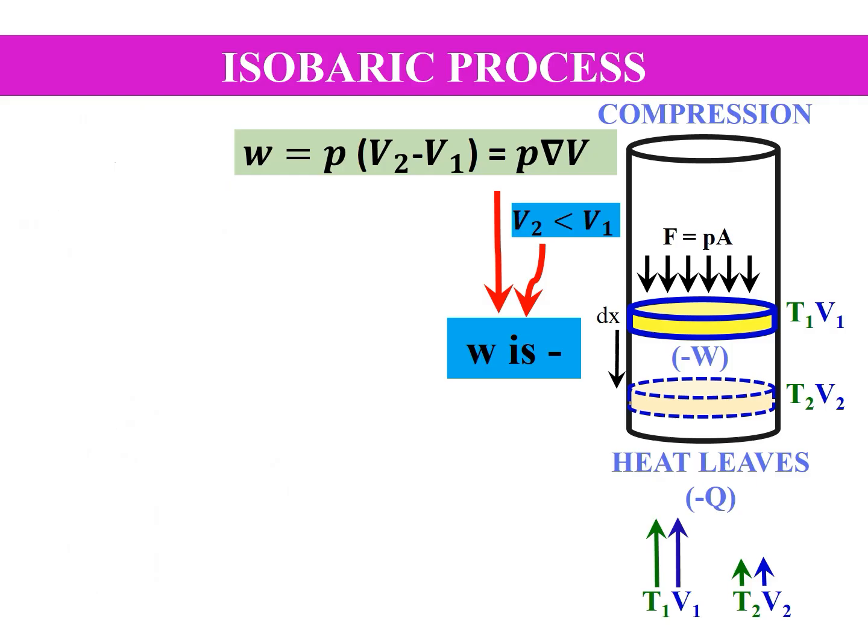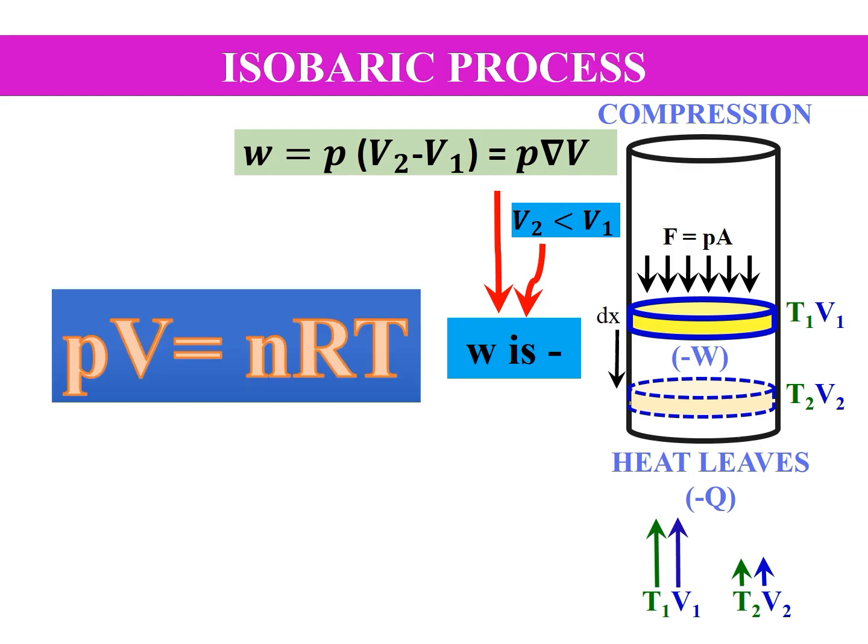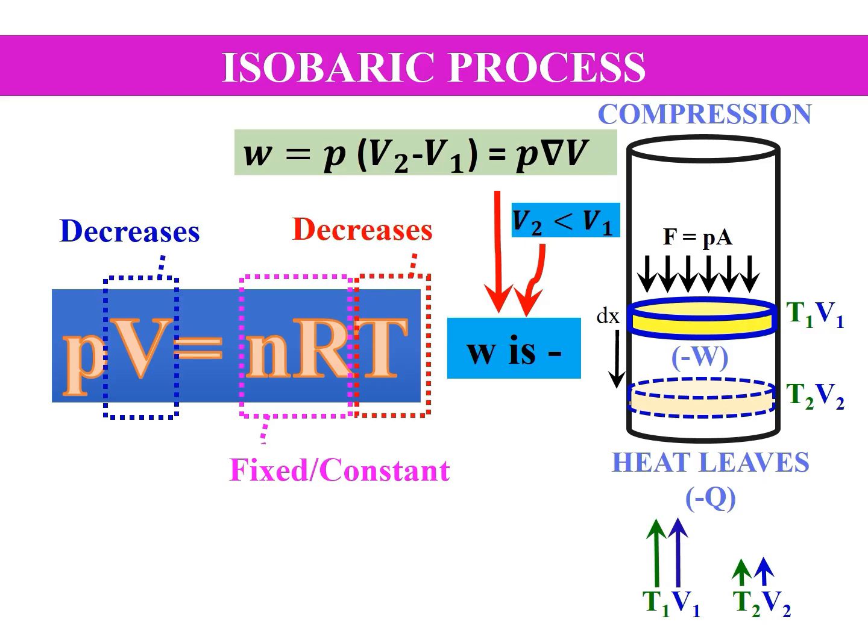In isobaric compression, volume of the final state V2 will be less than the volume of the initial state V1. Therefore, from this equation, the work done has negative sign because in compression, piston is externally pushed down, which results in heat flow out of the gas or the system towards the surroundings. Therefore, this heat Q is taken as negative. According to ideal gas equation, PV is equal to nRT. If n and R are fixed, temperature must decrease as the volume decreases so that pressure can be kept constant.